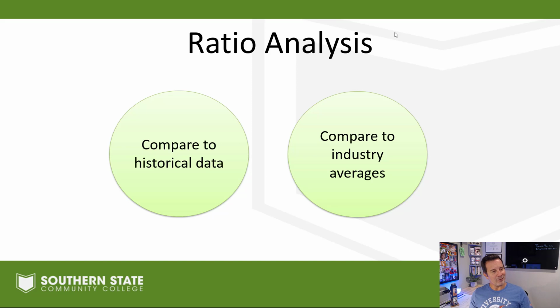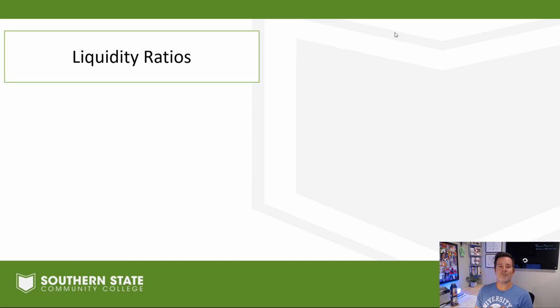All right, so here we go. Liquidity ratios, our first group of ratios. When we talk about liquidity, you say, well, what is liquidity? Liquidity is a measure of how quickly something can be converted into a dollar without any loss of value. And so we think about liquidity.